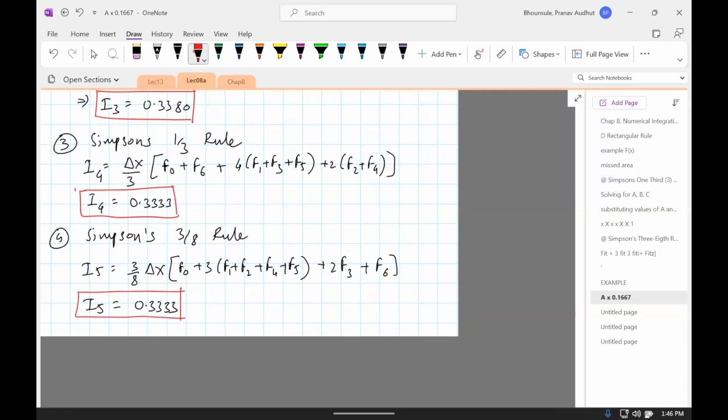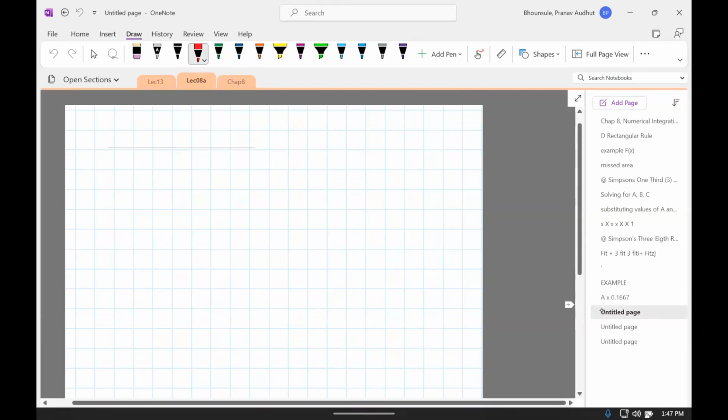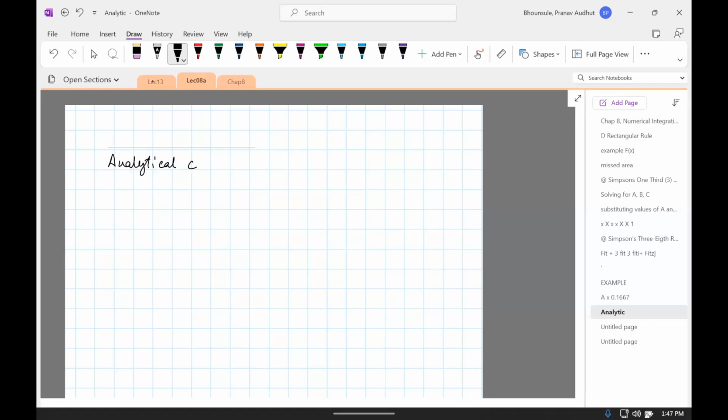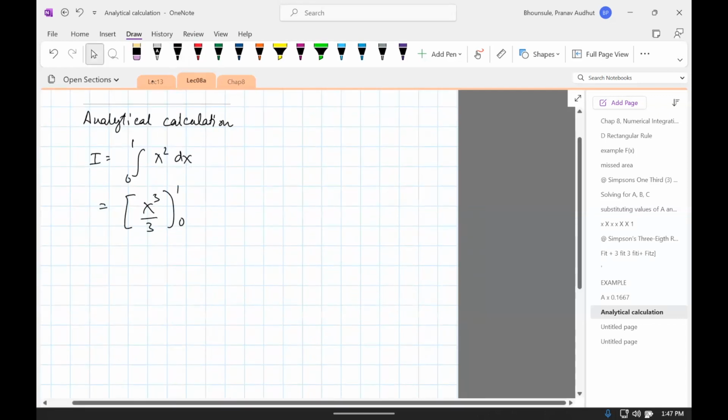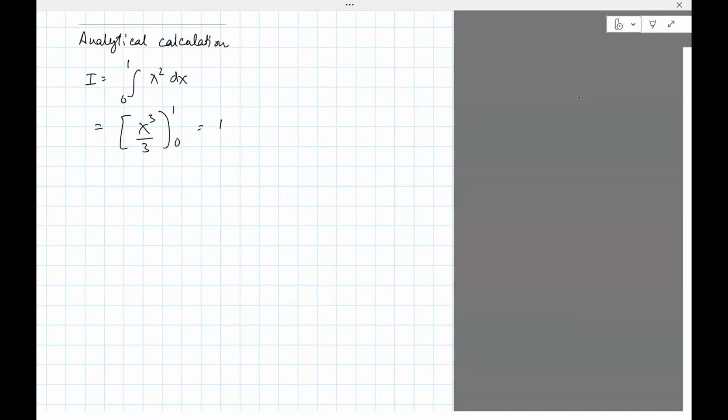Okay, one more thing, and we are done. We need to also compare this against analytical calculation, because f of x equals x squared can be analytically integrated. So let's do that. The last thing is the analytical calculation. So we have I equals the integral from 0 to 1 of x squared dx. The integral of x squared is x cubed divided by 3. Upper limit is 1, lower limit is 0. This comes out to be 1/3 minus 0 divided by 3, which is 1/3.